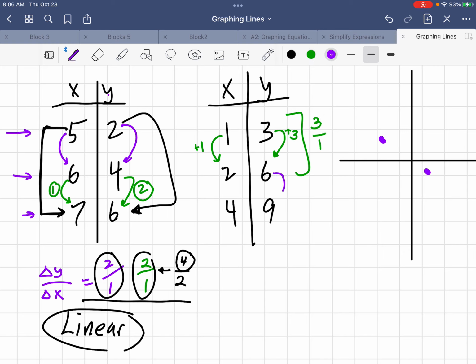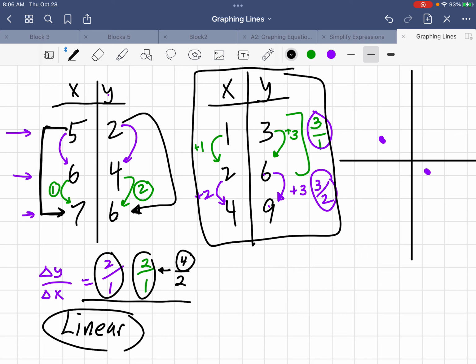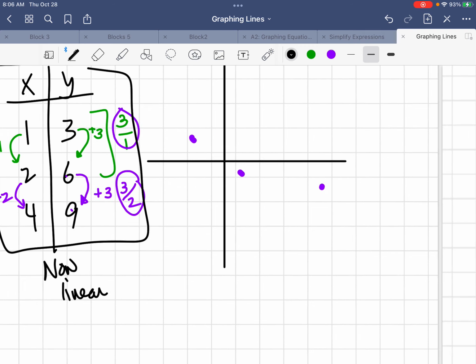And if I go to the second set of points, 6 to 9 is up 3. 2 to 4 is up 2. So the second set of points has a slope of 3 over 2. So this situation would therefore be non-linear. So it's important to have a quick way to find slope, and this delta y over delta x is a good way to do that.